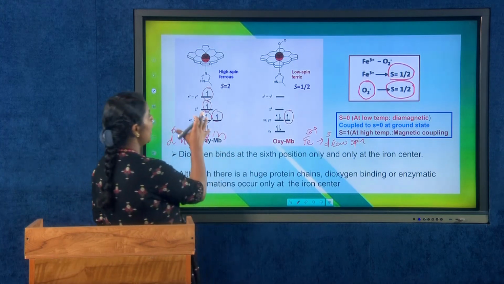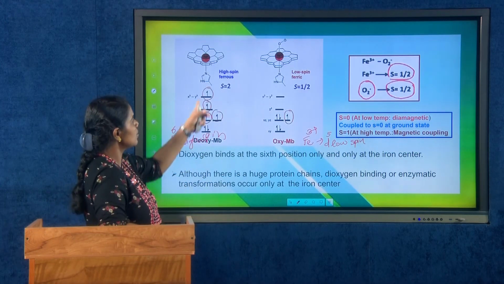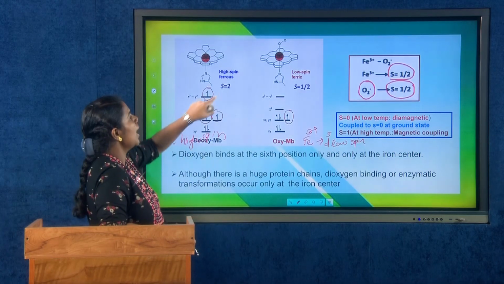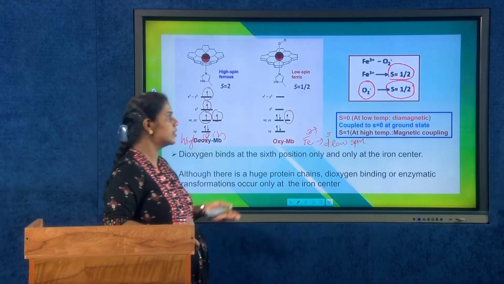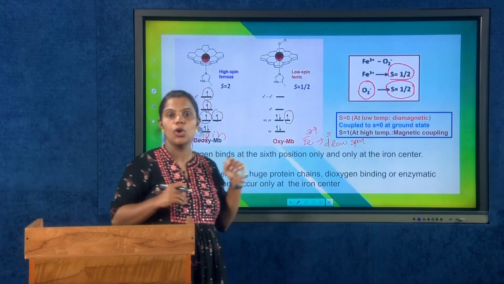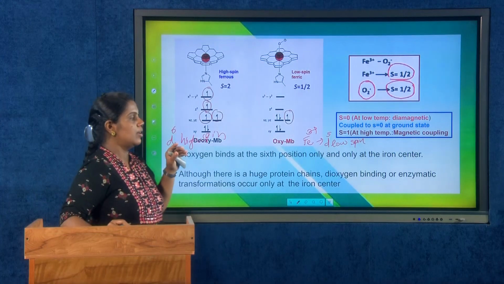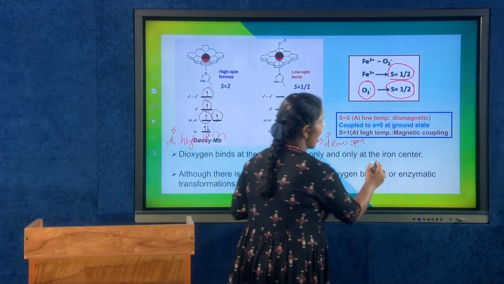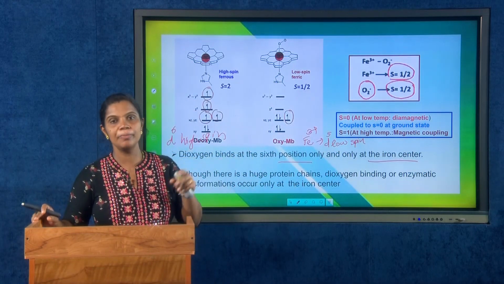Here are the T2g and Eg orbitals. In T2g you have 2 unpaired electrons, and in the Eg orbitals you also have 2 unpaired electrons, so it is paramagnetic. After the oxygenation, it has an unpaired electron but in the low spin state. So, at what position does dioxygen bind? At the 6th position at the iron center.